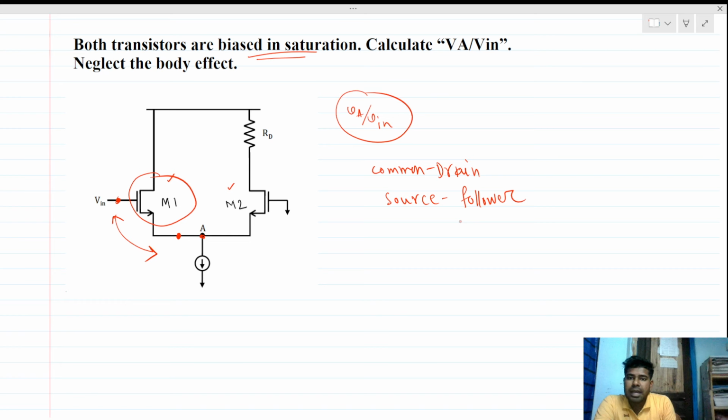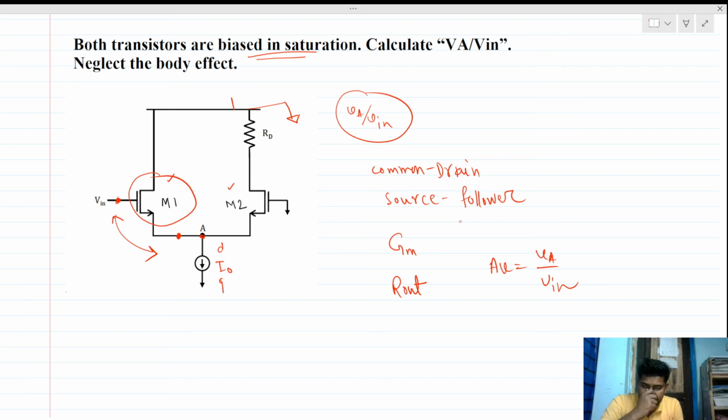For small signal analysis, this VDD will be AC small signal ground, and this ideal current source will be an open circuit. We all know that, right? We check the overall GM and overall R out to get the small signal gain of VA by VIN. We know how to find the small signal gain of an amplifier, right?